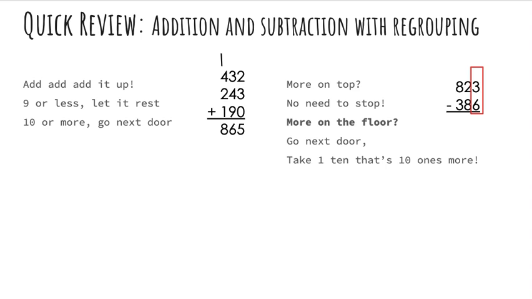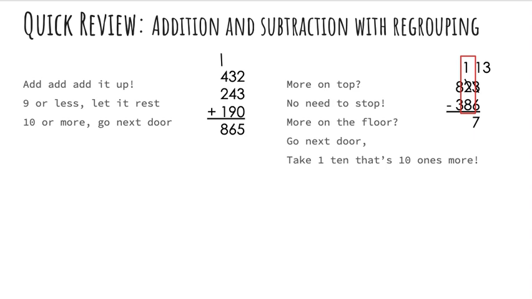Next door, it's the tens place, and so we're going to take 1 ten. And so we had 2 tens, but we're taking one of them and unbundling it into 10 ones. So I take 1 ten, and that means I have 1 left. And now I have 13 ones instead of 3 ones. So now I have 13 minus 6 in the ones place. 13 minus 6, that's 7. And then I'm all done in my ones place. I'm going to go look at the tens place. In the tens place, I have 1 minus 8. Is there more on the floor or more on the top?